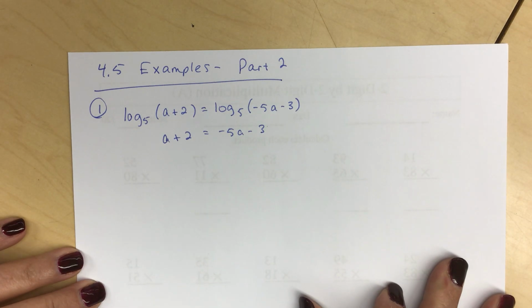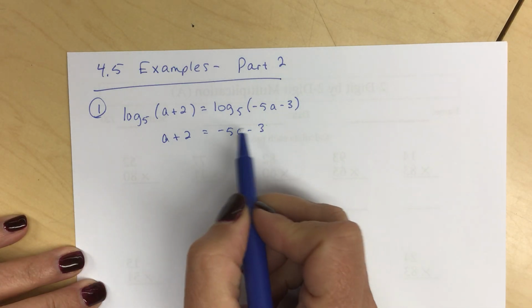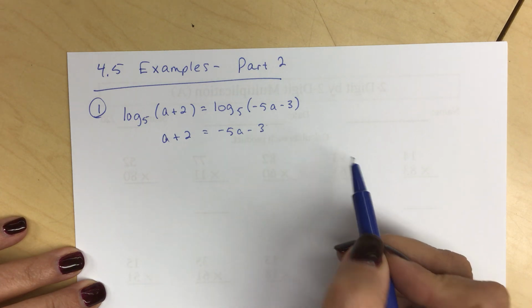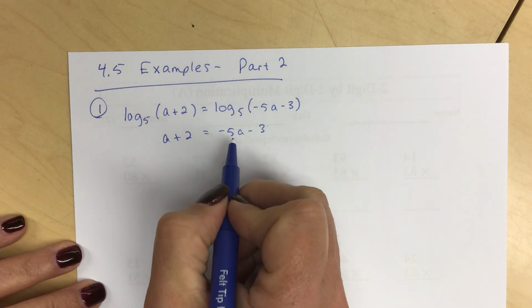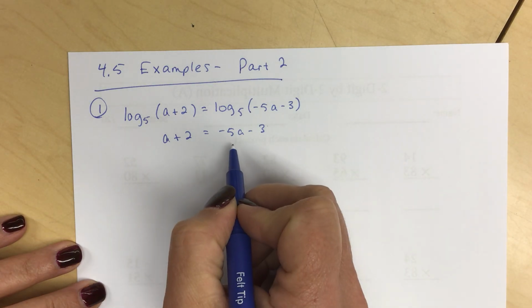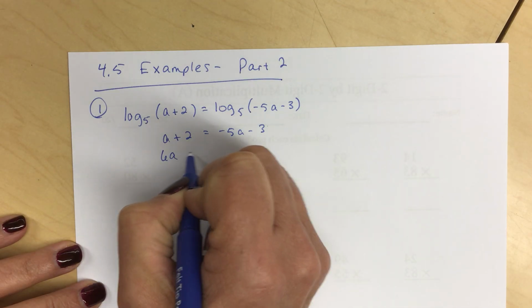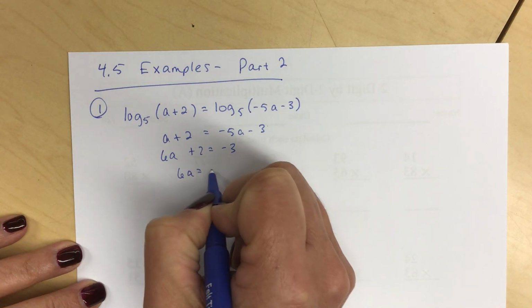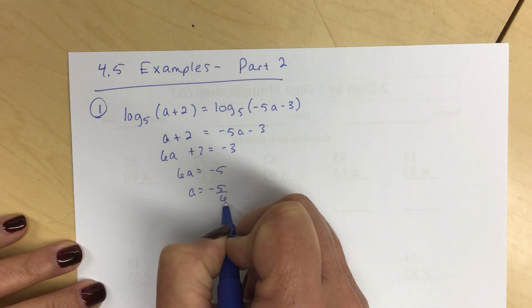Now you can only do this shortcut when you have one logarithm on the left and one logarithm on the right. If we have more than one on one side, I'll show you what we have to do in the next example. So now you just have an algebra 1 equation to solve. Add 5a to both sides, and then subtract 2. So negative 5, and then divide, so negative 5 over 6.